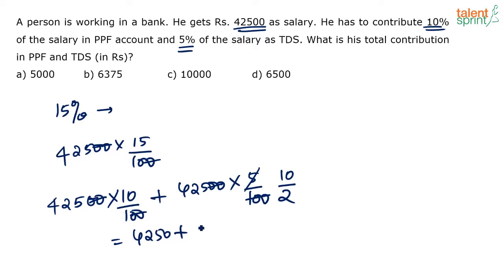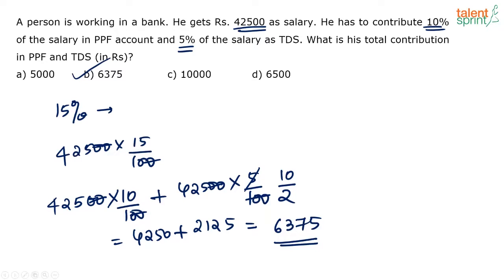What is half of 4250? Half of 4250 is nothing but 2125. So the final amount that he is giving is 6375. Okay, that is option B. Either you directly do it like this and solve again, but you will have to do big multiplications here.